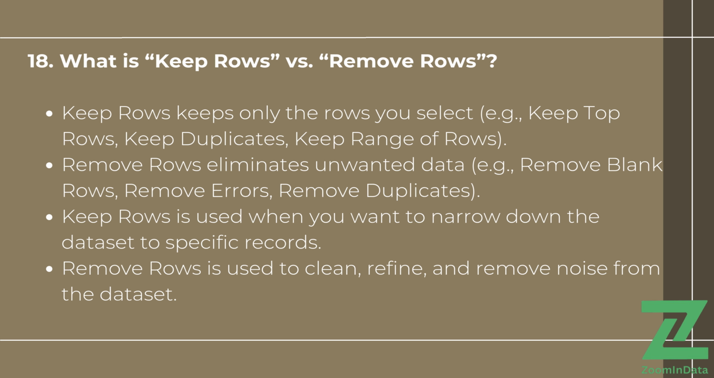18th question. What is keep rows versus remove rows? Keep rows keeps only the rows you select, e.g., keep top rows, keep duplicates, keep range of rows. Remove rows eliminates unwanted data, e.g., remove blank rows, remove errors, remove duplicates. Keep rows is used when you want to narrow down the dataset to specific records. Remove rows is used to clean, refine, and remove noise from the dataset.